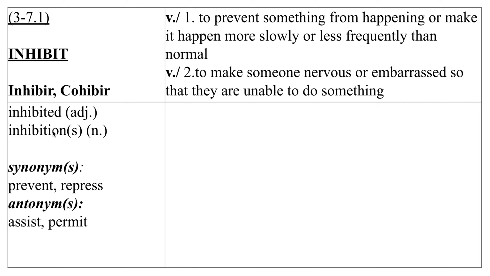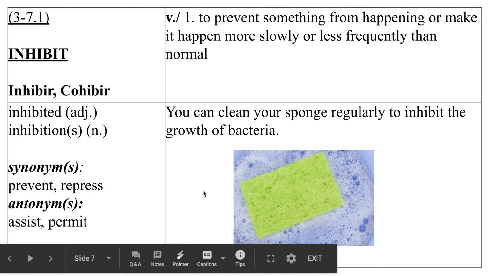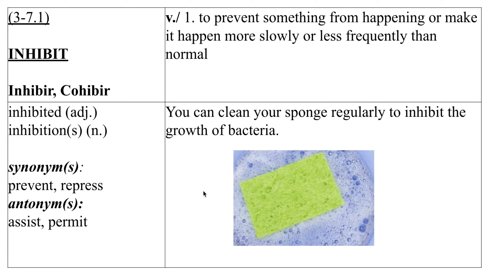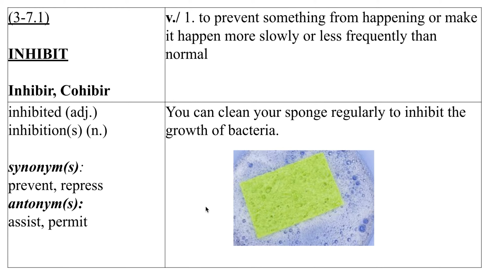Let's go to the next screen. This is the definition that's related to science. You can clean your sponge regularly to inhibit the growth of bacteria. That means that we don't want bacteria to be on our sponge. We want to prevent that from happening, right? So we say inhibit the growth of bacteria.